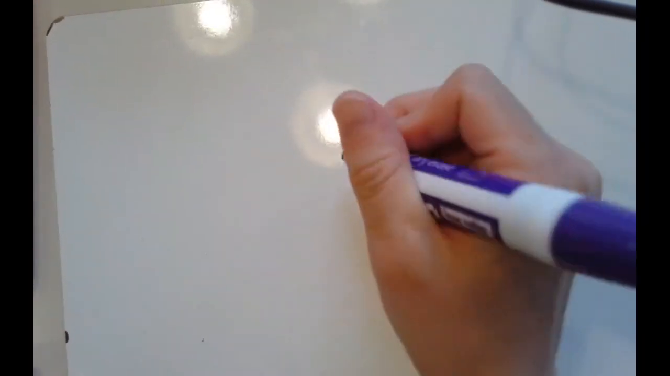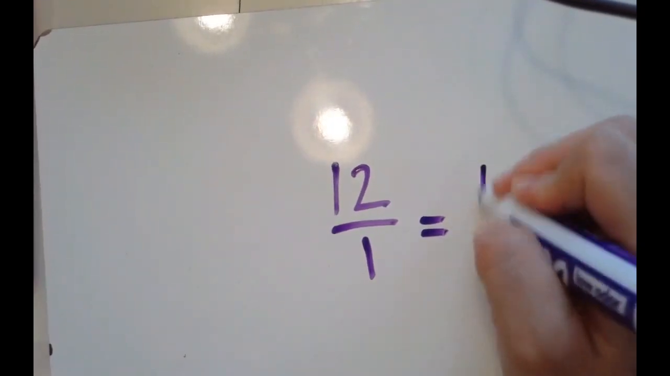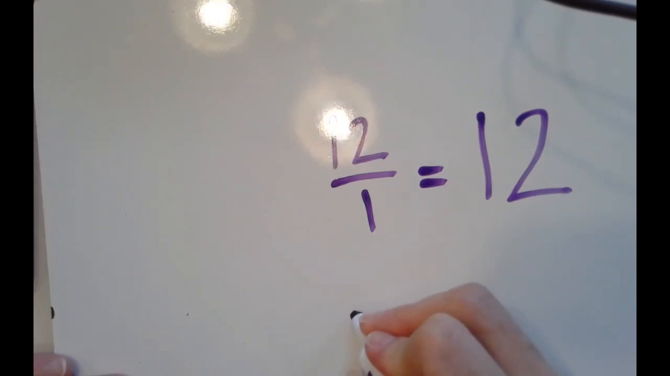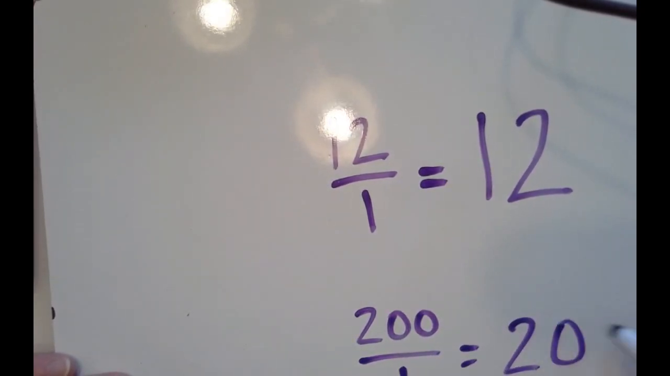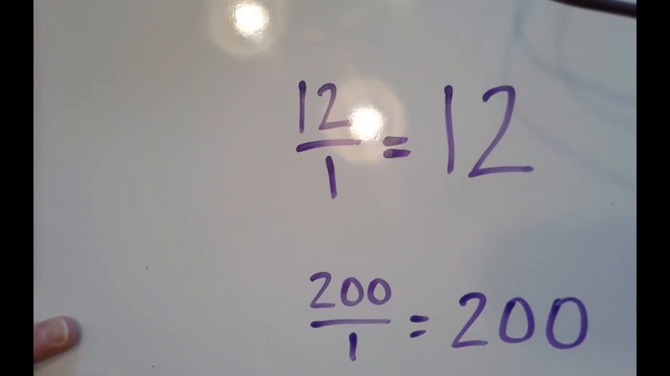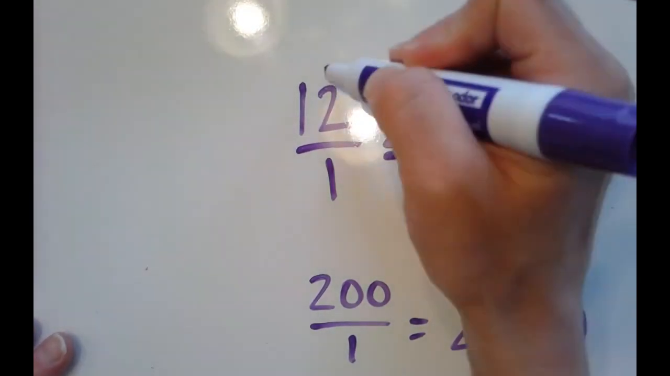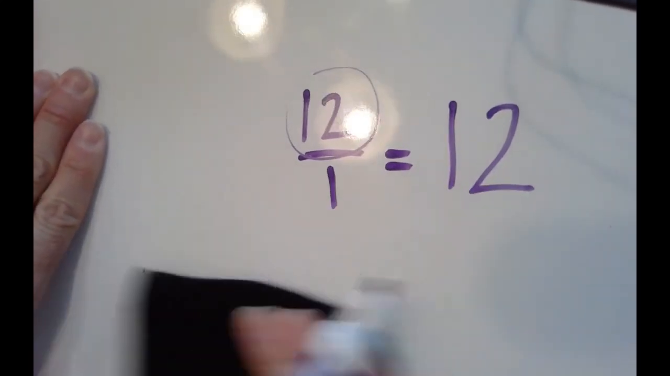So if you were to see something like this, if you were to see 12/1, that is the same as 12 wholes. If you see 200/1, that's the same as just 200 wholes. Okay? Whenever you see a fraction where you have a number over 1, it's just that number. And that's something that I want you to make sure you understand as well.